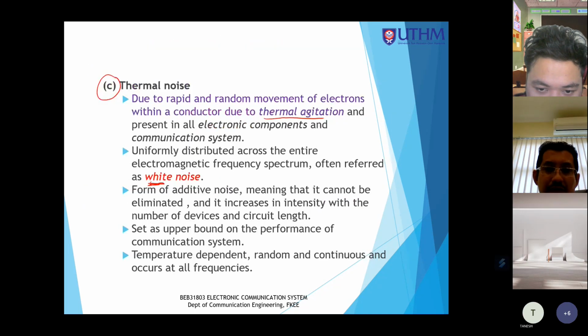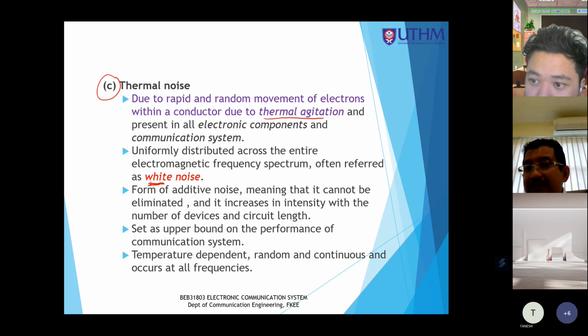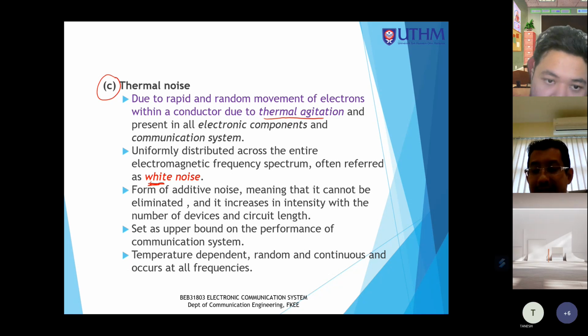Okay, so itu sebabnya kalau you lihat jika kita ada electronic device, sebaiknya kita pastikan dia berada dalam keadaan yang tidak panas, okay, dalam keadaan yang sejuk. Okay, lagi sejuk temperature lagi bagus untuk electronic device. Kenapa macam tu nanti you akan lihat.